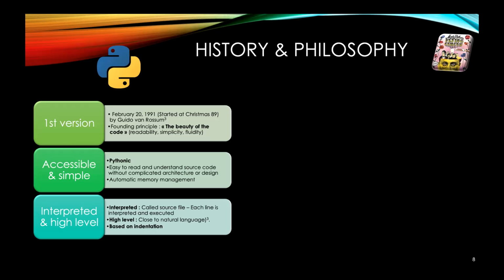The principle of Python is the beauty of the code, like reliability, simplicity, fluidity, and really you want something easy to read and to understand without complicated design or complicated architecture. So we call it Pythonic code. It is a high-level language, close to natural language, and it is an interpreted language: each line is interpreted and executed. And it is based on indentation.